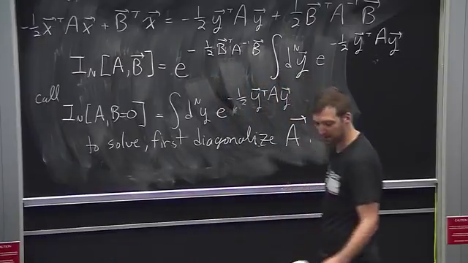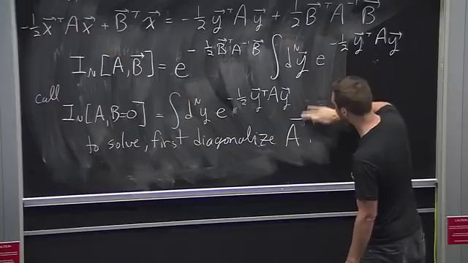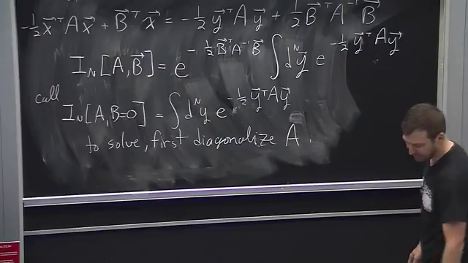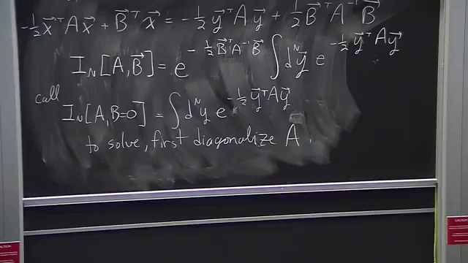So let's diagonalize A. So it's a matrix, not a vector. And then we'll write the solution in terms of the eigenvalues. A is symmetric, so it's orthogonally diagonalizable. Spectral theorem.